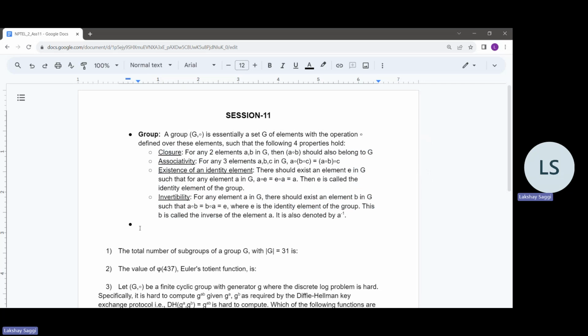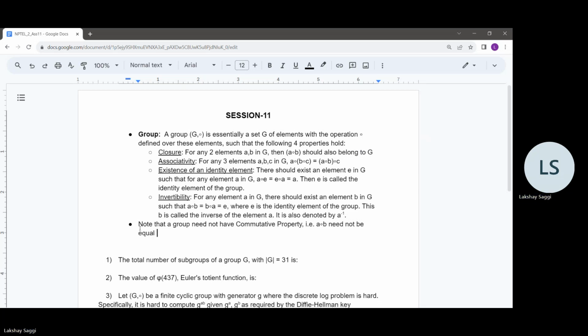Just for the sake of covering everything, note that a group need not have the commutative property. What does that mean? That means basically A∘B need not be equal to B∘A in a group.